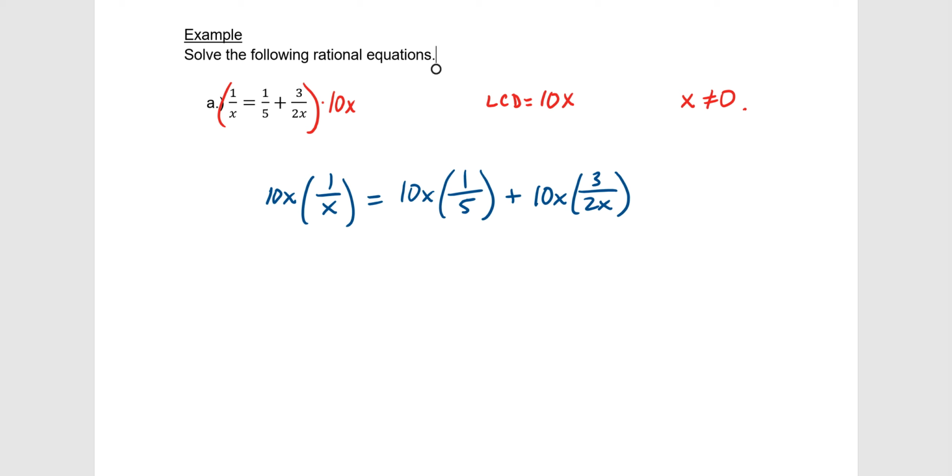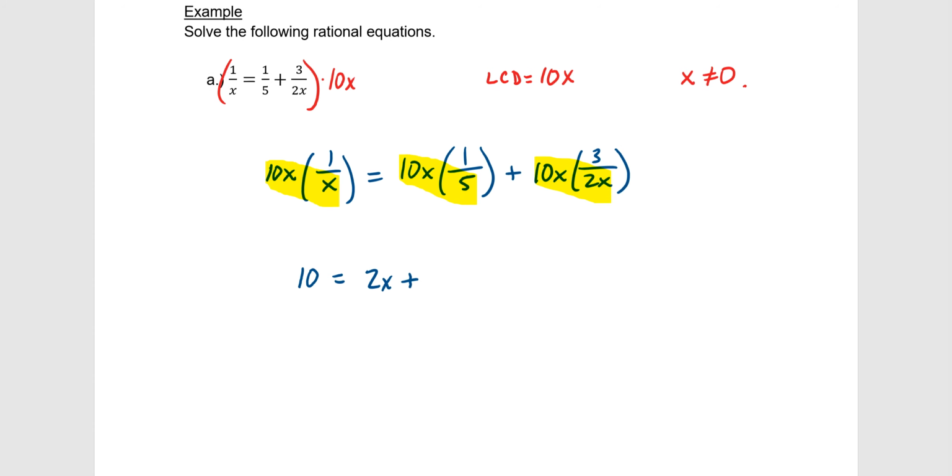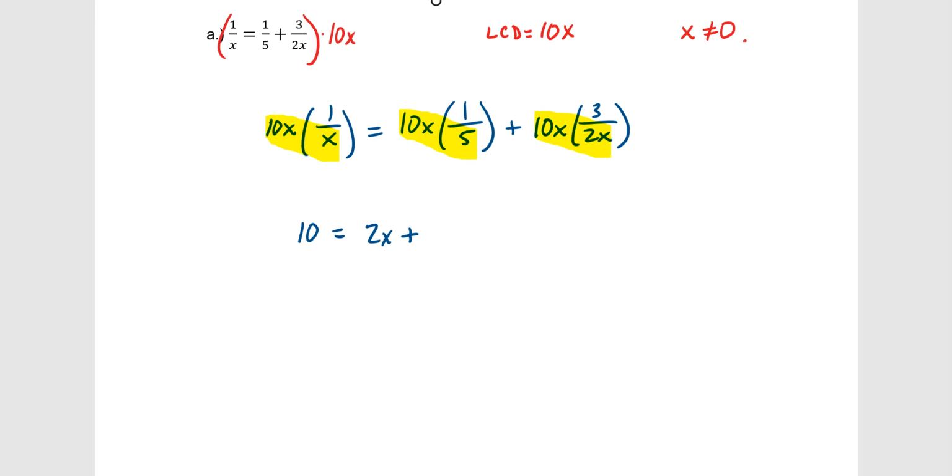Okay, so once again, let's use this 10x to cancel those denominators. All the denominators should be completely gone. So it's going to be 10x divided by x. The x's cancel. We're left with 10 times 1, which is just 10. So next we have 10x over 5. 10 divided by 5 is 2. So 2x times 1 is just 2x. And for the last term here, we have 10x over 2x. The x's cancel. 10 divided by 2 is 5. 5 times 3 is 15.